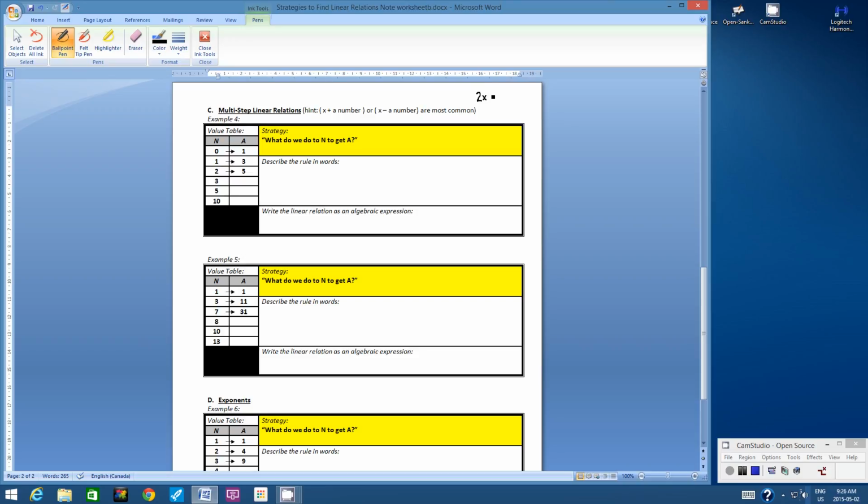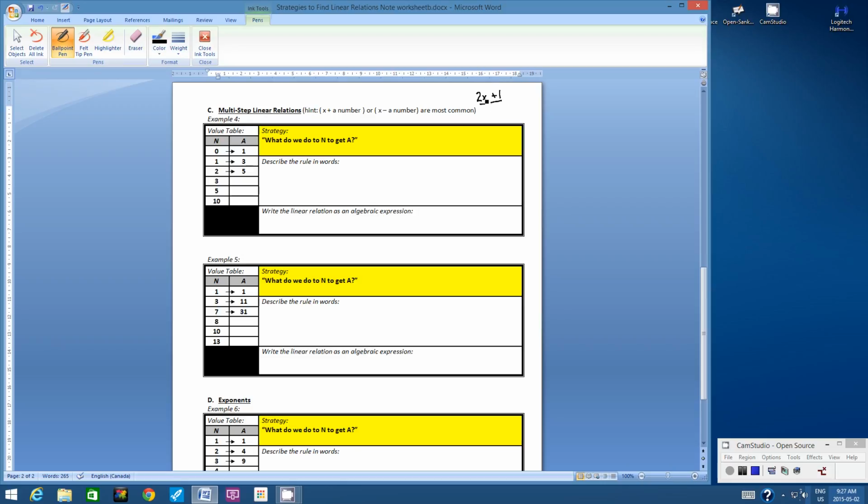But what if we multiply by 2 and then add 1? Does that work? If we multiply n times 2, we get 0, and then if we add 1, we get 1. Hey, that works. Let's see if that works over here. We multiply n, which is 1, times 2, we get 2, and if we add 1, we get 3. That works. If we multiply 2 times 2, we get 4, plus 1 equals 5. So right away, the very first one I tried works. This is a good one to try.